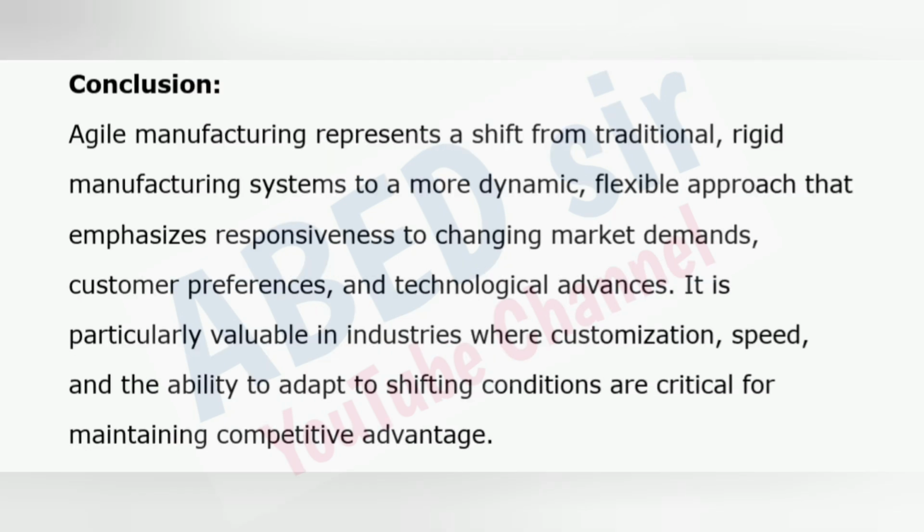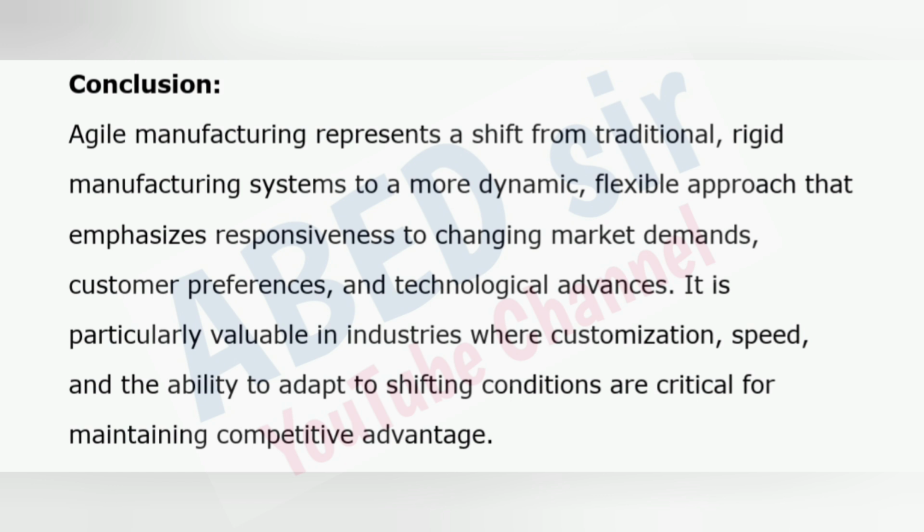Conclusion. Agile manufacturing represents a shift from traditional, rigid manufacturing systems to a more dynamic, flexible approach that emphasizes responsiveness to changing market demands, customer preferences, and technological advances. It is particularly valuable in industries where customization, speed, and the ability to adapt to shifting conditions are critical for maintaining competitive advantage.